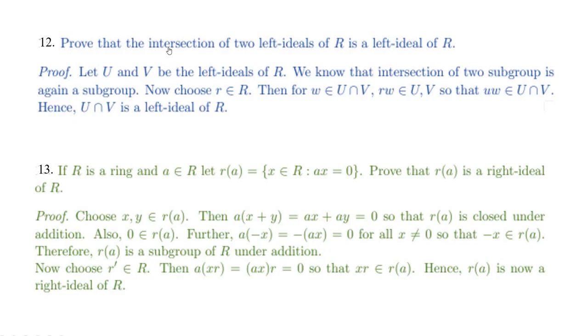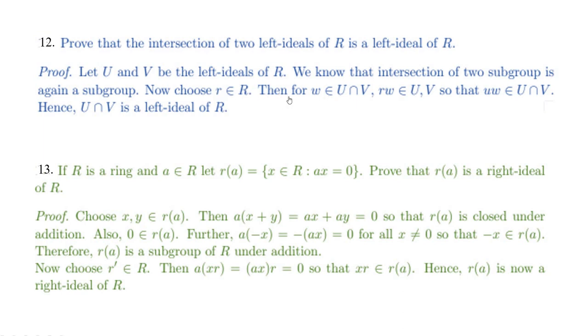Next we have the intersection of two left ideals is a left ideal. Similarly, we can show that intersection of two right ideals is a right ideal. And so intersection of two ideals is again an ideal in a ring R. So we shall have it for left ideal. Similarly, you have it for right ideal, and then conclude that it holds for a general ideal. Let U and V be the left ideals of R. Left ideal means basically they are non-empty and they are subgroups. So intersection of two subgroups is again a subgroup. So you have U intersection V to be a subgroup. We want to show only the left ideal part.